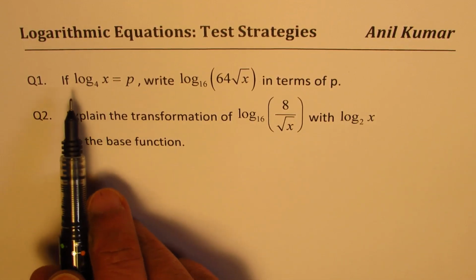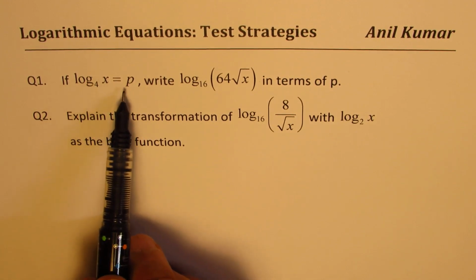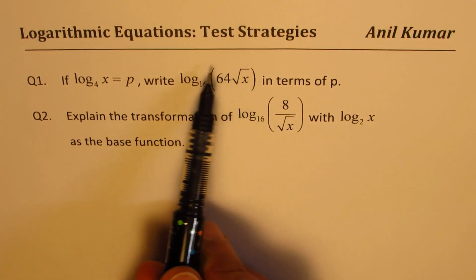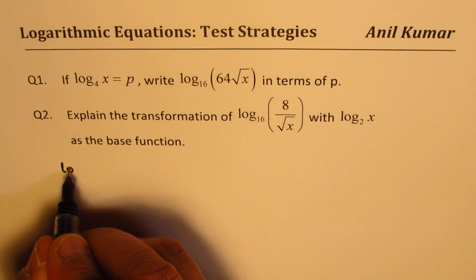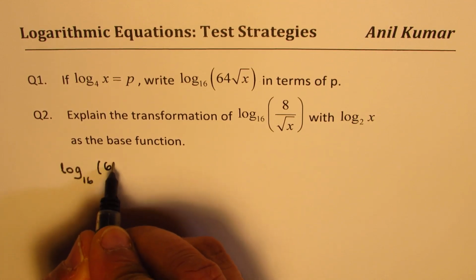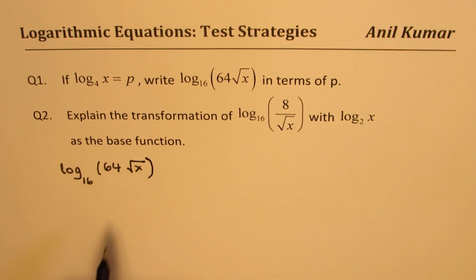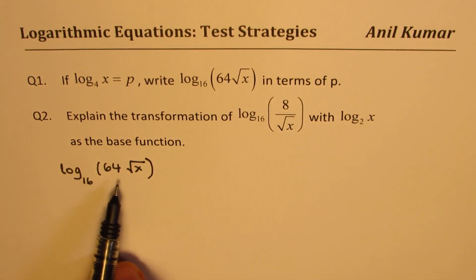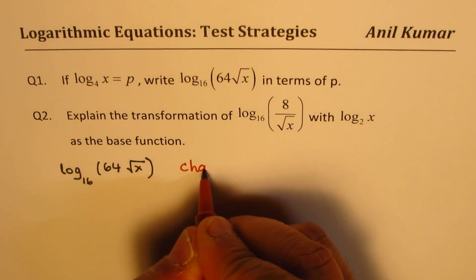Let us see how to solve question number 1. We are given log to the base 4 of x is p. We need to write this expression in terms of p. Now the expression given to us is log to the base 16 of 64 square root x. Now we can actually apply the formula for change of base at this stage and rewrite the expression, right? So let's apply the change of base formula.